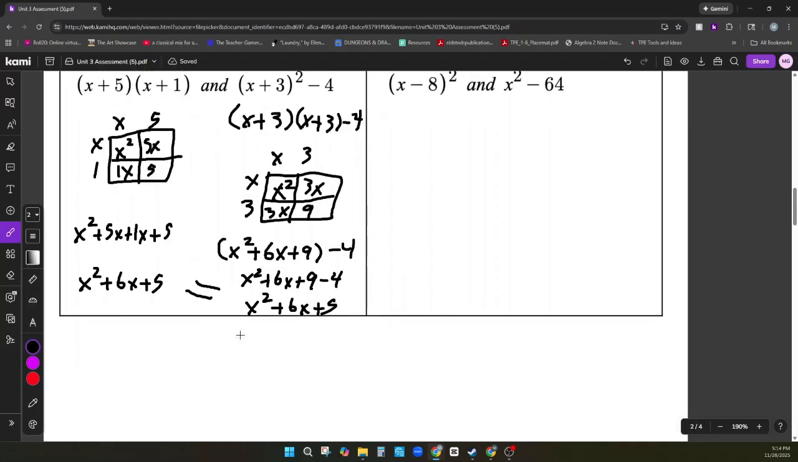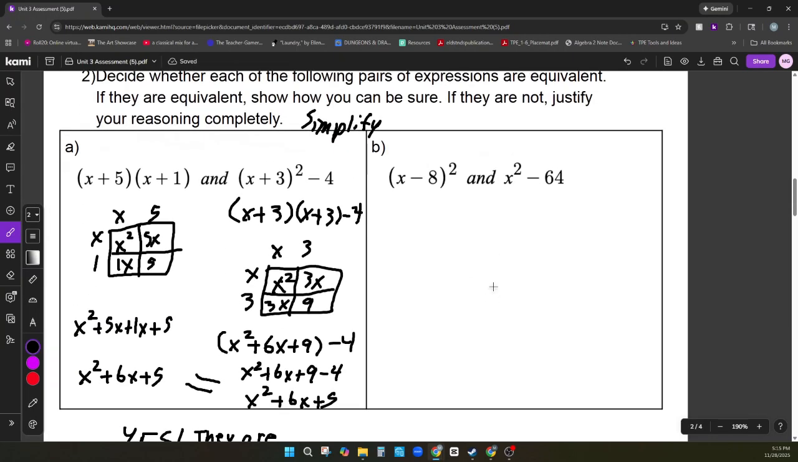So again, you want to make sure that on your work, you want to say the emphatic yes, they are equivalent. And just showing your work will be enough justification for that.